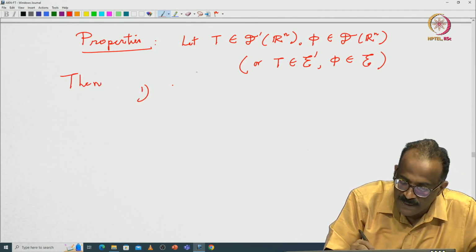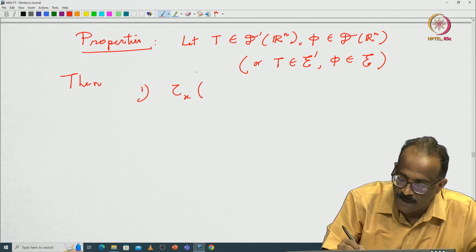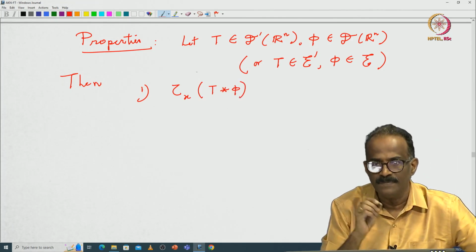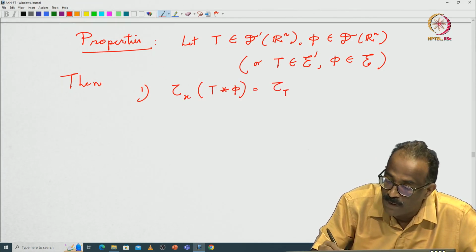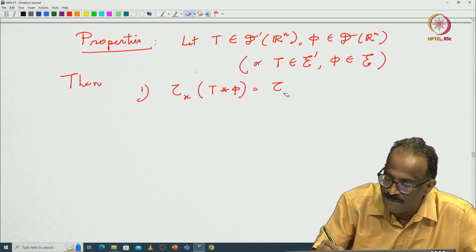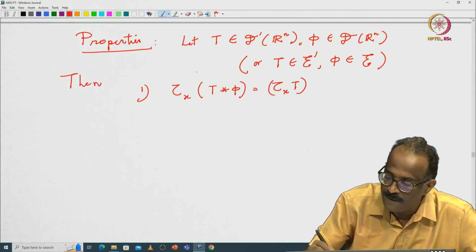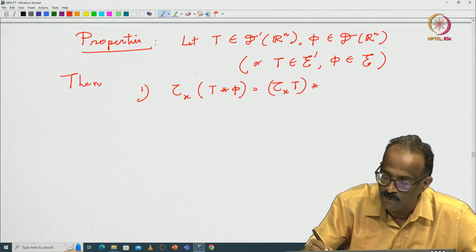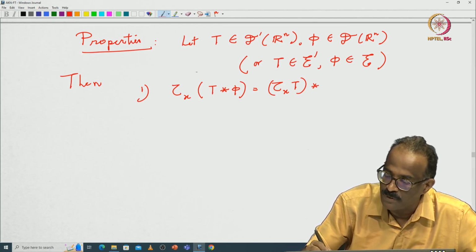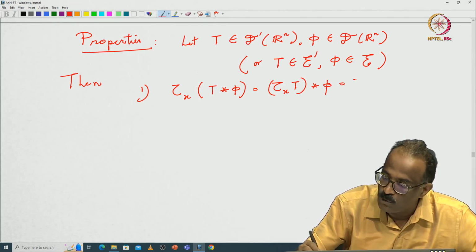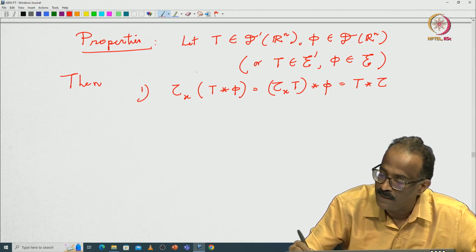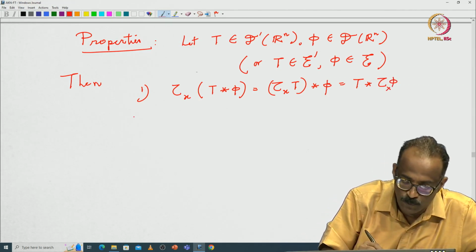One, the translation of T star phi. T star phi is a function; the convolution of a distribution and a function is a function. So you can take the translation with respect to x, tau x, and you know the translation of the function phi. I will also give you the definition of the translation of a distribution. You can take the translation wherever you want: tau x of T star phi equals tau x T star phi, equals T star tau x phi.